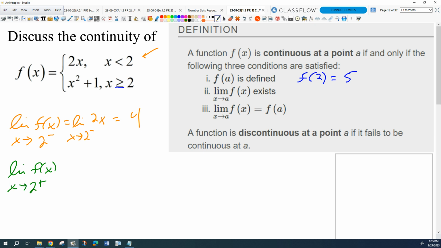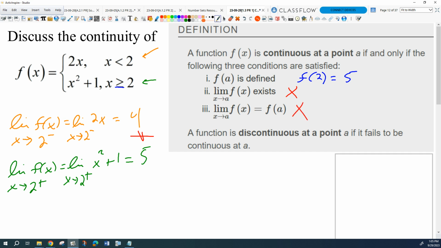As x approaches 2 from the right, then we're on the bottom function, agreed? So we're taking the limit of x squared plus 1 as x approaches 2, and what's that going to equal? 5. Okay, so do those equal each other? No. Okay, so we've got a problem, don't we? Those are not equal, so the limit does not exist, right? It fails that step, so it fails the third step, so it's going to be discontinuous.